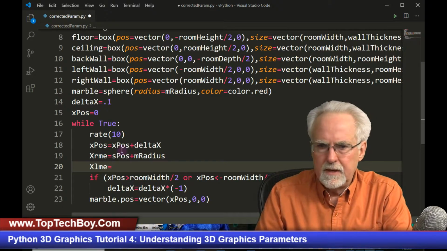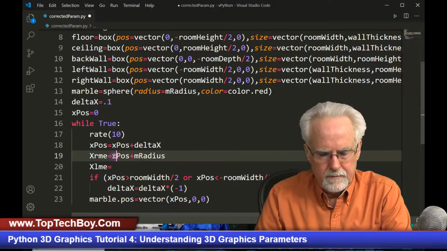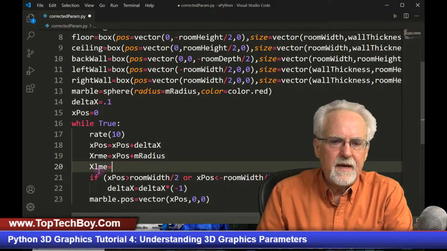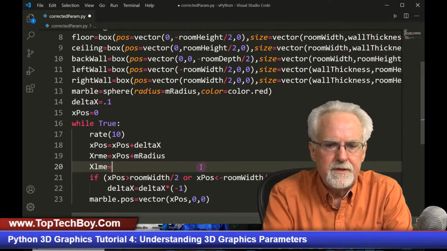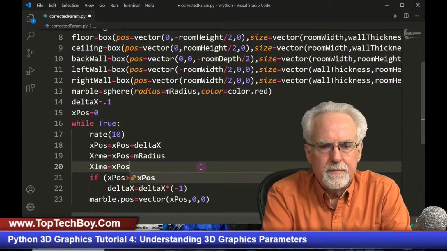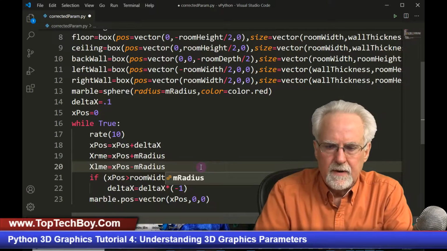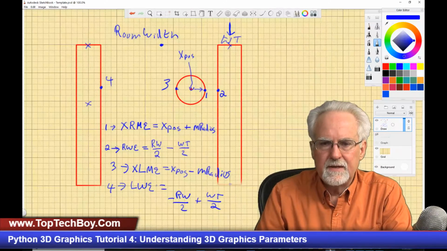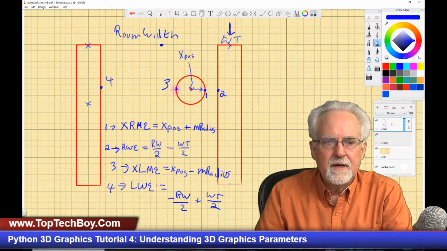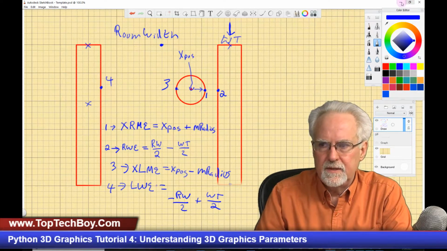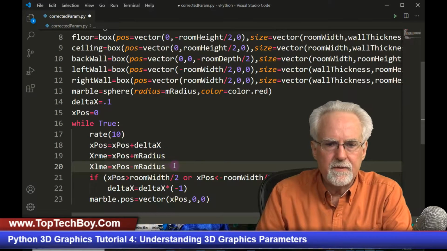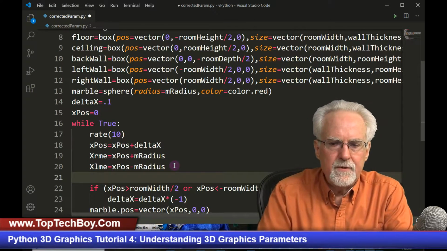And if I have X right marble edge, I need the X left marble edge, and this should have been X position here. This should have been X position. And now the X left marble edge is going to be what? X position minus M radius, right? And so let's go back and look at that. So this X left marble edge is the X position minus the radius. Okay, so that's pretty good. So I have those two positions.